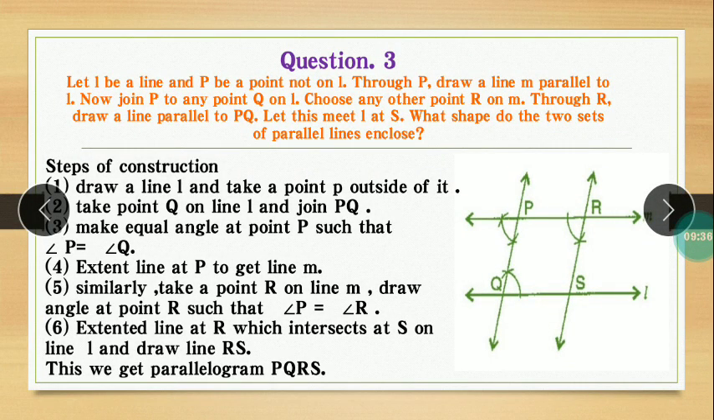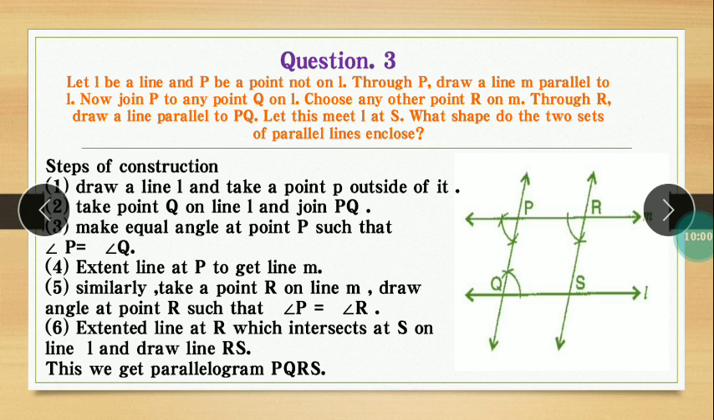Okay students, the next question is: let L be a line and P be a point on L, and through P draw a line M parallel to L. Now join P to any point Q on L, and choose any other point R on M. Through R, draw a line parallel to PQ and let this meet L at S. What shape do the two sets of parallel lines enclose?